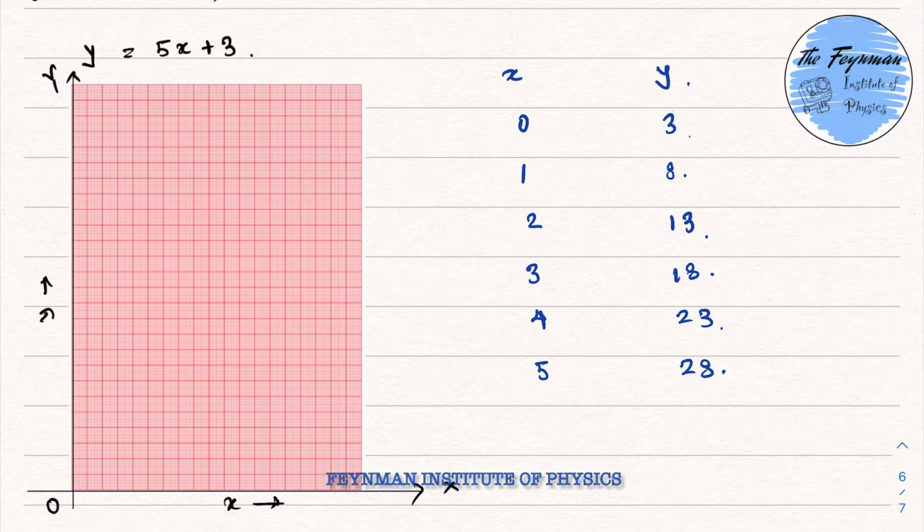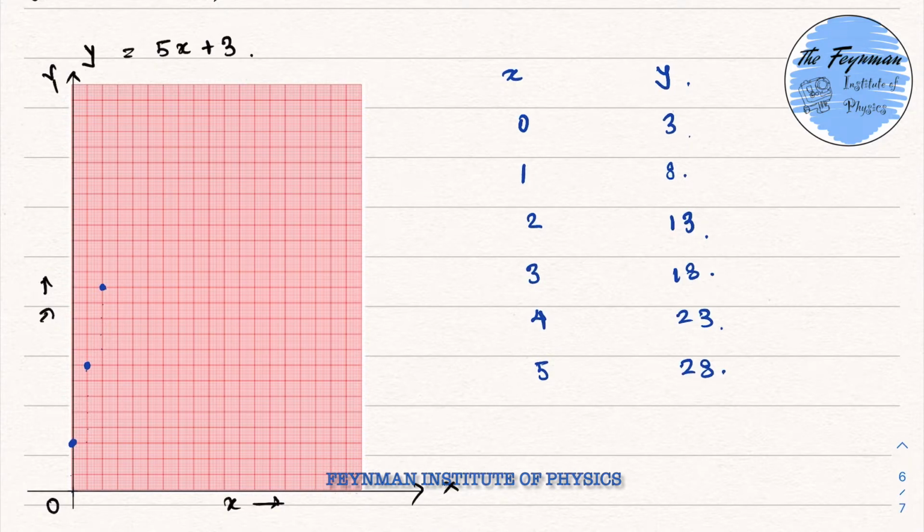So when x is equal to 0, we will have y is equal to 3. So this is 1, 2 and 3. This will be our initial point. Similarly, when x is equal to 1, we will have y is equal to 8. So this will be our second point. Similarly, when x is equal to 2, y is equal to 13. So this will be our third point.